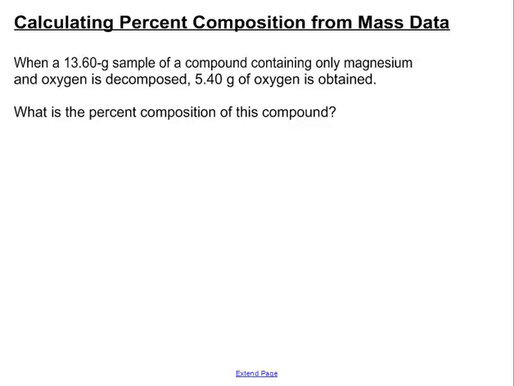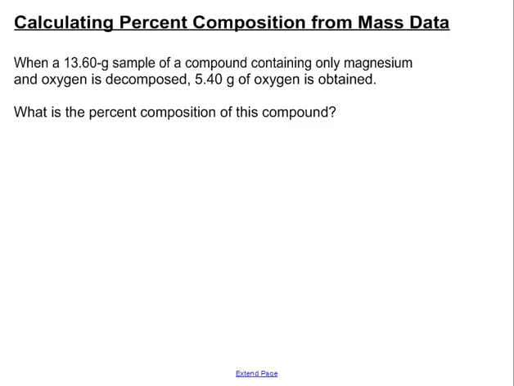The first problem here says that when a 13.60 gram sample of a compound containing only magnesium and oxygen is decomposed, 5.40 grams of oxygen is obtained. What is the percent composition of this compound?